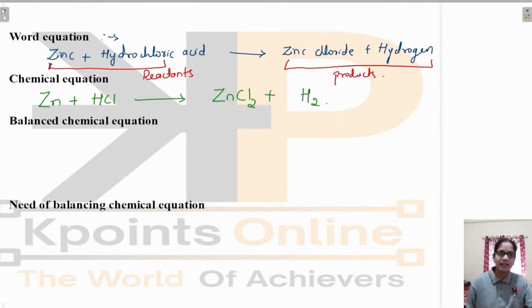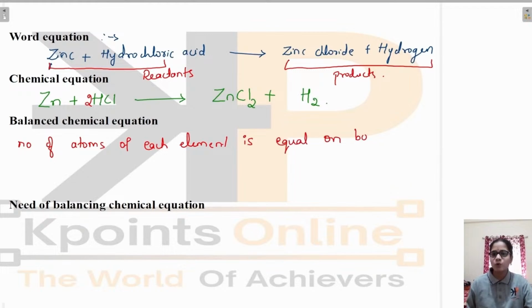If I write 2 here, now see whether the same number of atoms are there on both sides. Zinc same, hydrogen same, chlorine same. Now it is a balanced chemical equation. So what do we mean by a balanced chemical equation? The number of atoms of each element is equal on both the reactant and product side. This is called a balanced chemical equation.